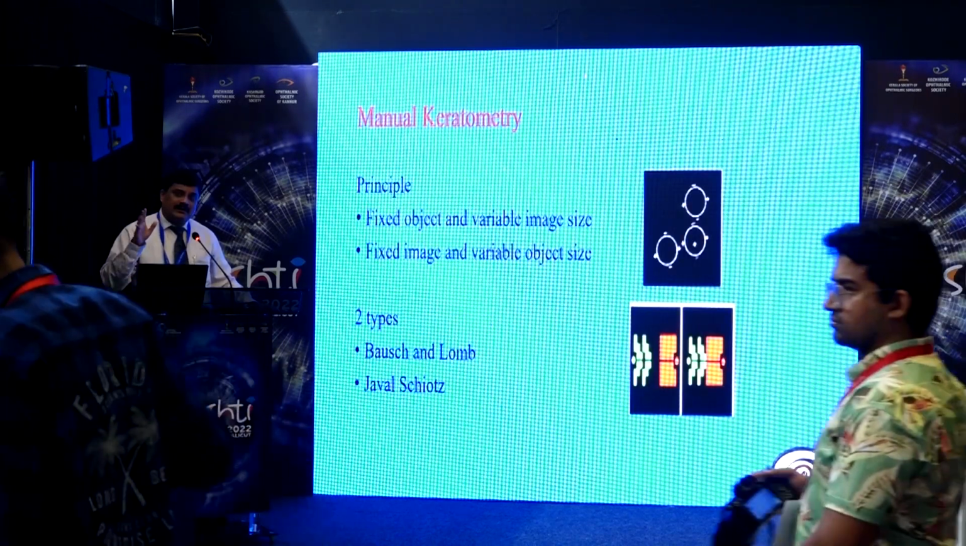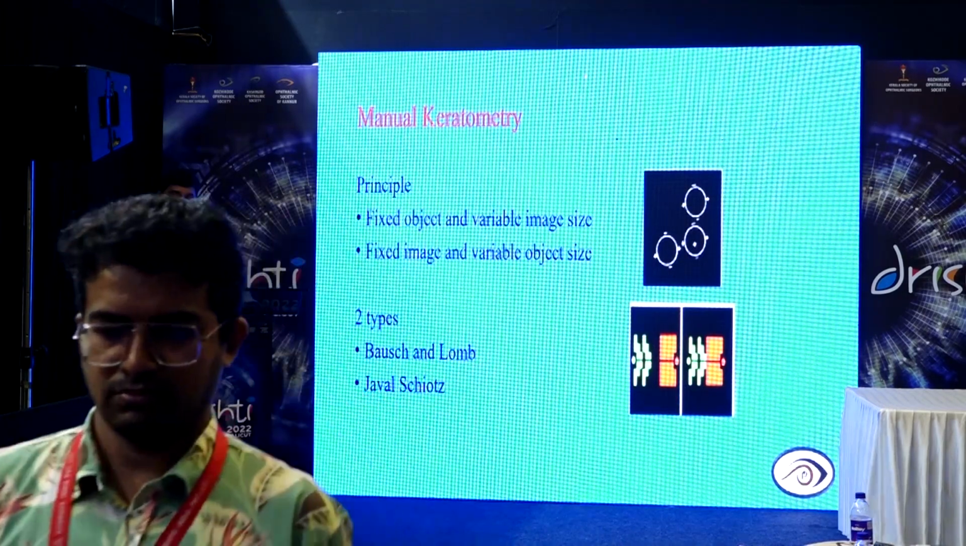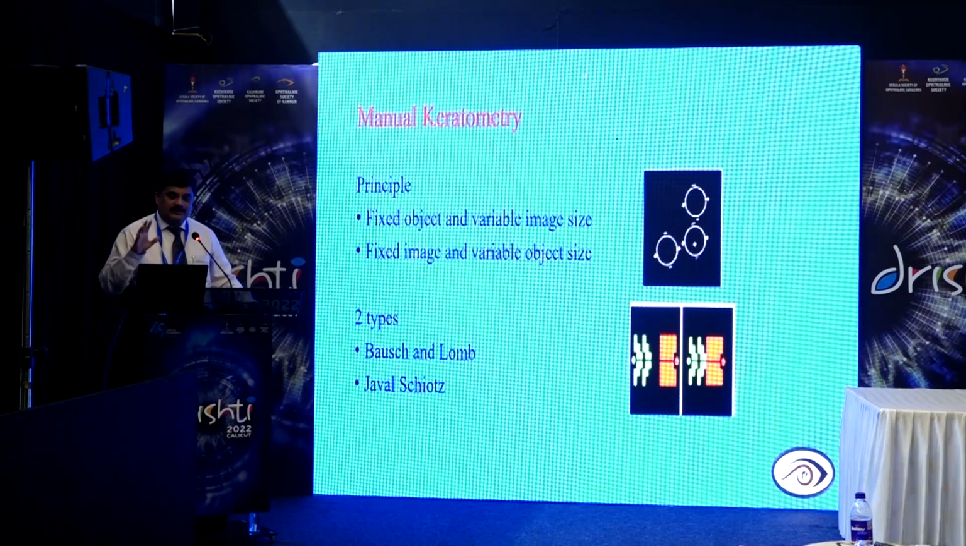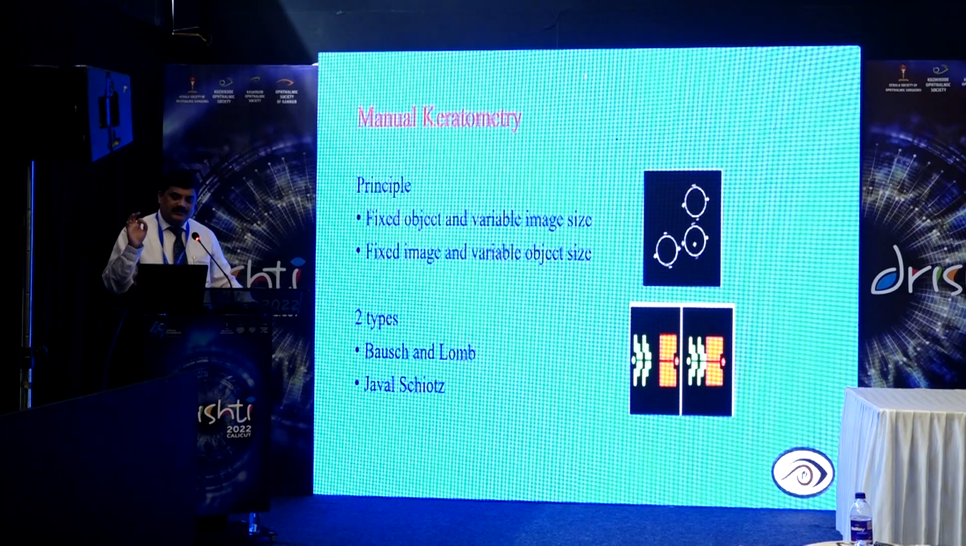So coming to the manual keratometry we used to do in our time, like 30 years before, the principle is simple. It's on the fixed object and the variable image size, or a fixed image and the variable object size. So the most common one is the Gaussian lamp one.